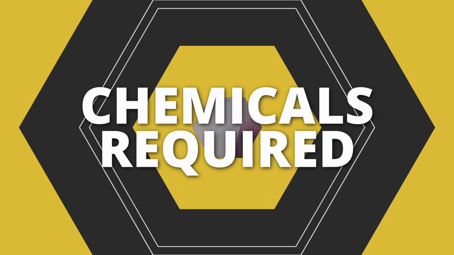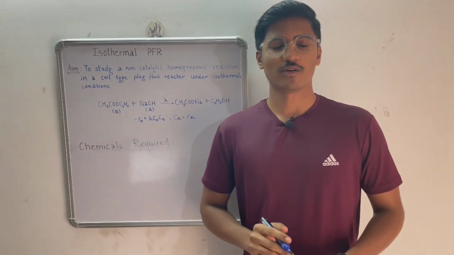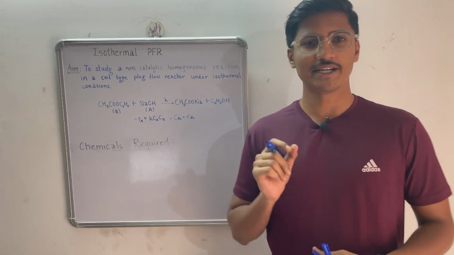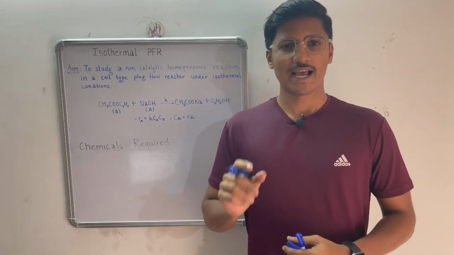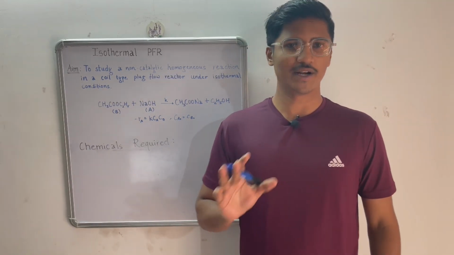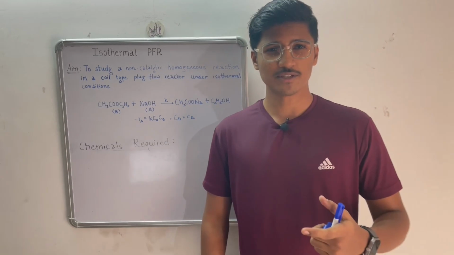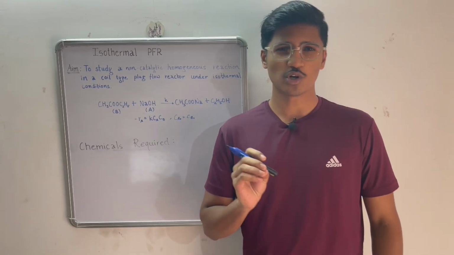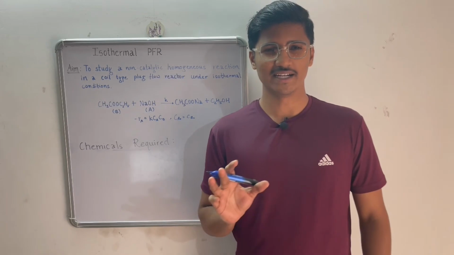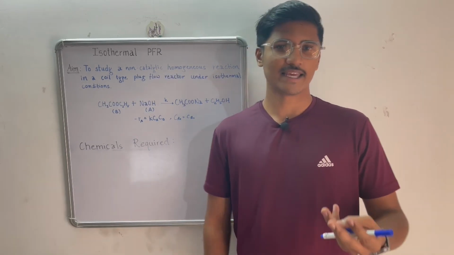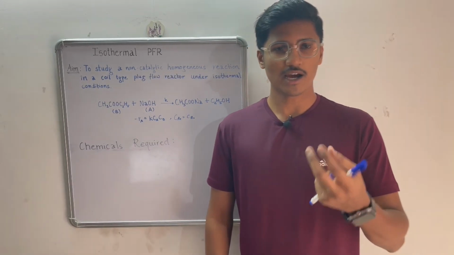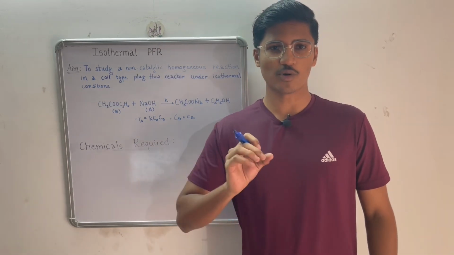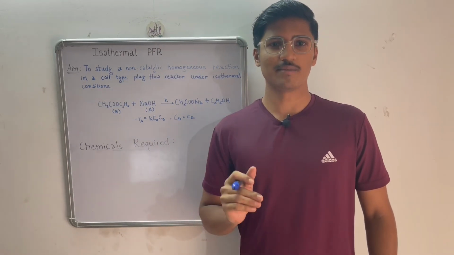Next is chemicals required. The chemicals required are 0.1 normal sodium hydroxide, NaOH, with a volume of around 20 liters. The next chemical is 0.1 normal ethyl acetate, also around 20 liters. Then we have 0.1 normal hydrochloric acid, with a slightly smaller volume of 0.5 liters. So these are the three chemicals required.